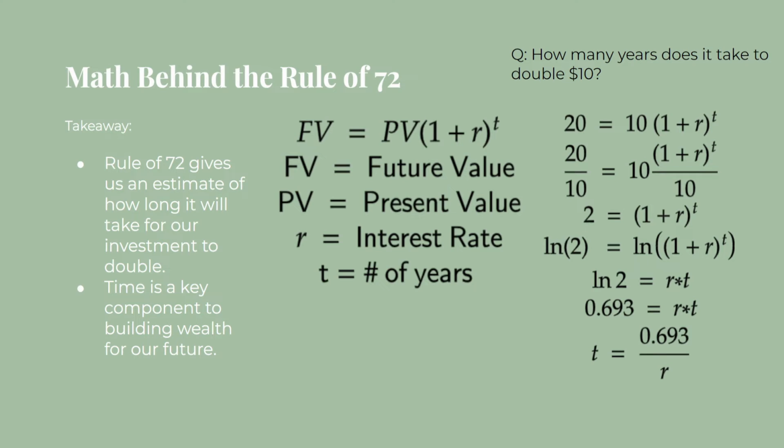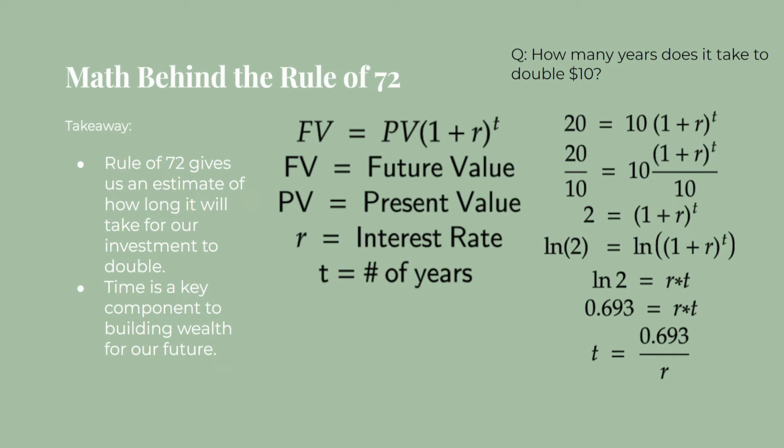The question states, how many years does it take to double $10? On the left side of the equation, we have the future value, 20, which is double our principal amount, 10, on the right side. And inside the parentheses, we have 1 plus the interest rate represented as a decimal. Now this portion is raised to the number of years. And as we move to the second line, we divide the equation, the left and the right hand, by 10 to get the coefficients on one side.